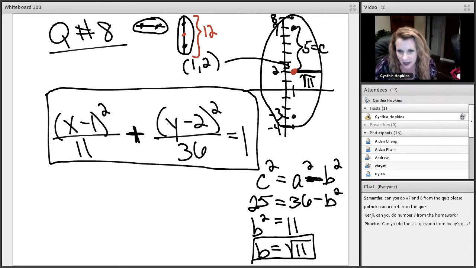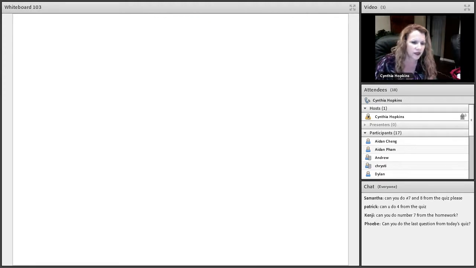Alrighty, let's see. Patrick is asking for number 4. Yes, I think that even though there's a lot of work on 1, 2, and 3 for completing the square, for an ellipse, completing the square again for a hyperbola, completing the square again for a circle, there's a lot of work for 1, 2, and 3. Then you get to a parabola, and I feel like many of you are not quite as competent at that. So let's look at this number 4.